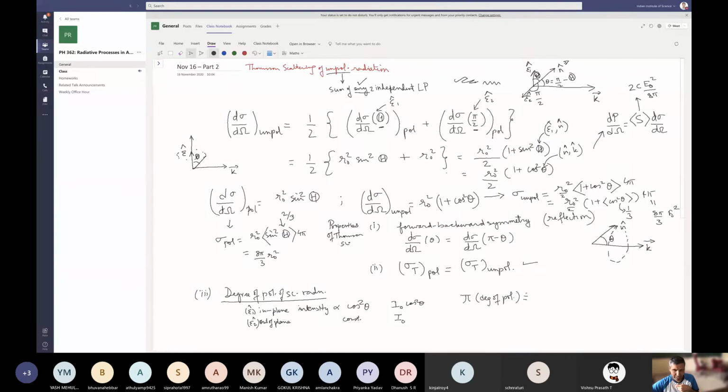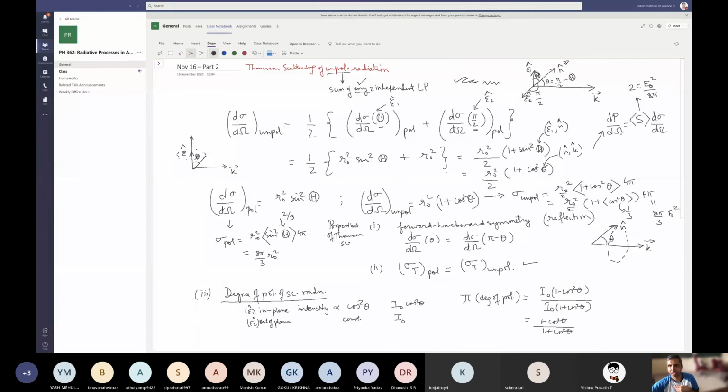That is basically the difference between these two intensities. So I naught times (1 minus cos squared theta) divided by (1 plus cos squared theta). This is the polarized intensity, because the equal amplitude part just gets cancelled. The remaining part is the polarized intensity. So this is equal to (1 minus cos squared theta) by (1 plus cos squared theta).